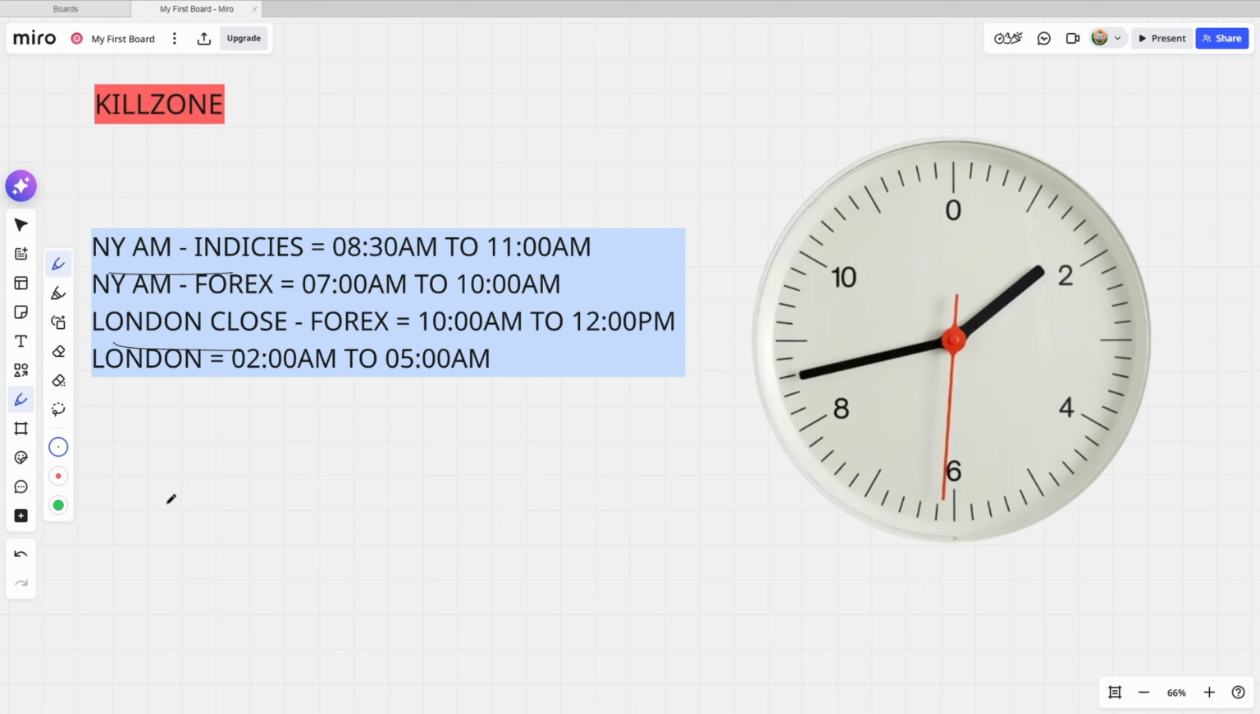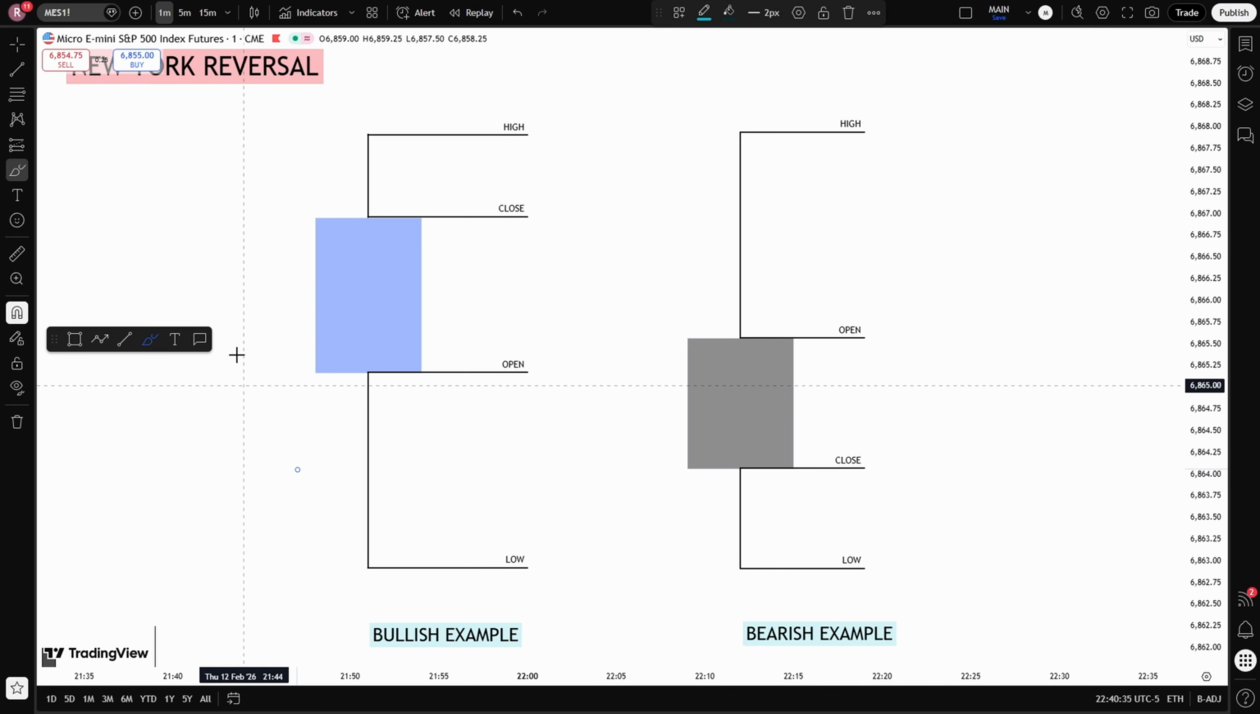Specifically for the indices, these are the two sessions that give the most volatility and the cleanest moves. That's where we usually see liquidity get taken and real displacement happen. So we're completely ignoring Asia and New York PM. Our focus is strictly on London and New York AM. That's it. So what is the New York reversal?